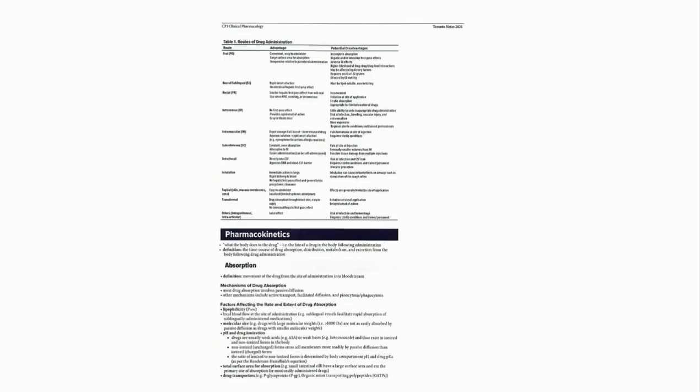Now we focus on the first process, absorption. Absorption is defined as the movement of a drug from its site of administration into the bloodstream. Only after reaching systemic circulation can most drugs exert their therapeutic effects. Several mechanisms allow drugs to cross biological membranes. The most common mechanism is passive diffusion, where drugs move from areas of higher concentration to areas of lower concentration without requiring energy. Because most medications are absorbed this way, passive diffusion is considered the principal mechanism of drug absorption.